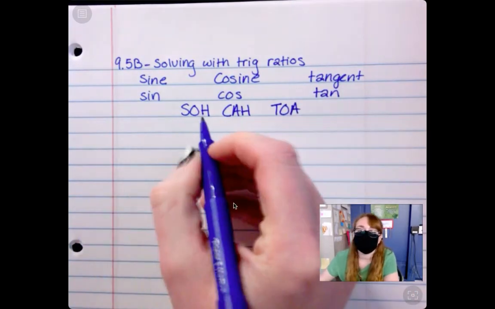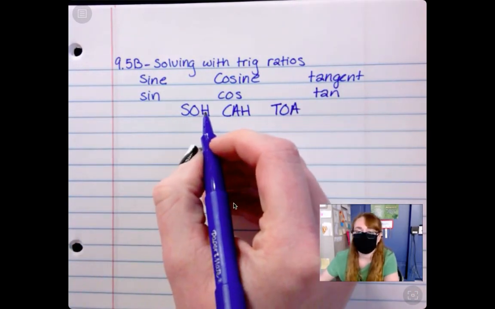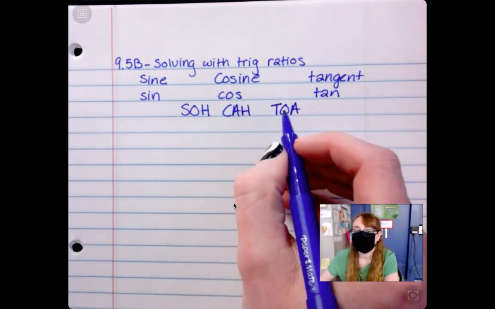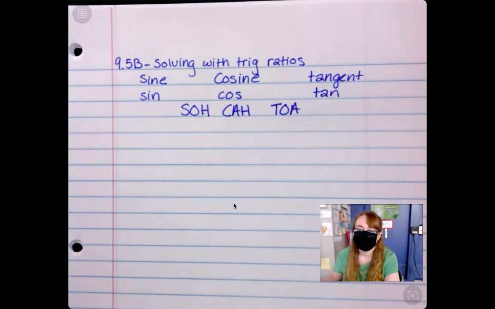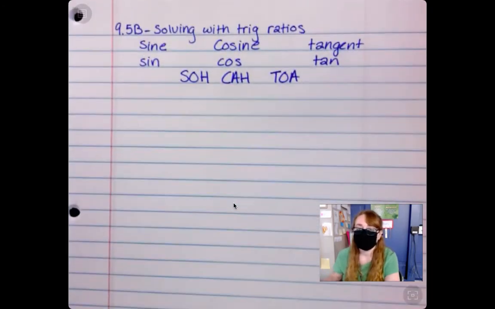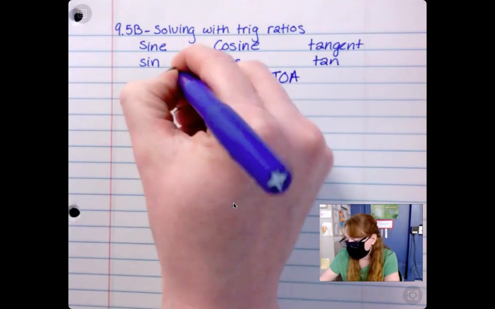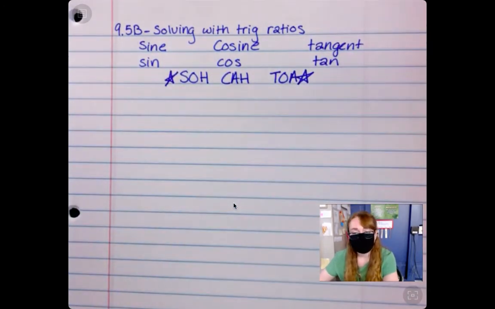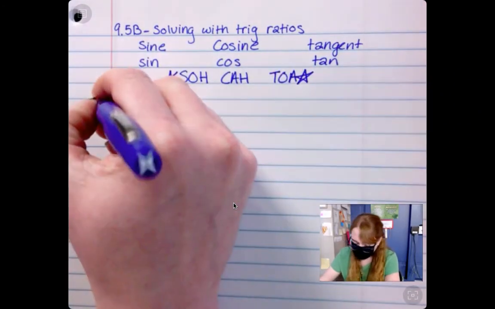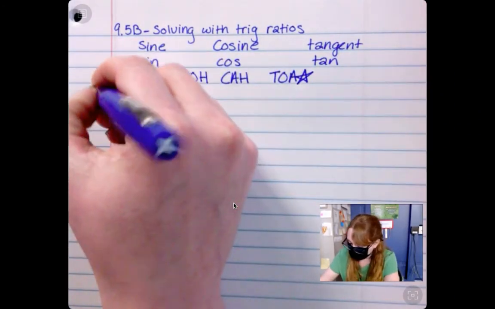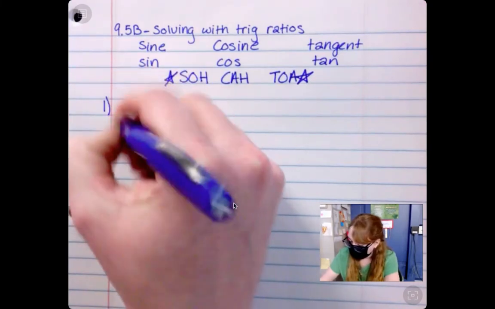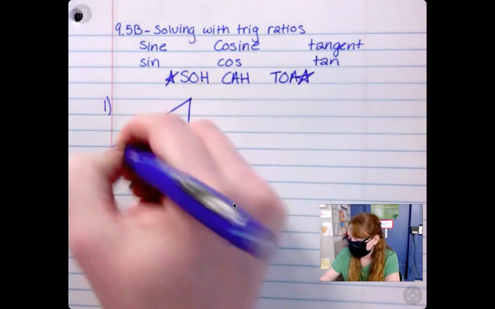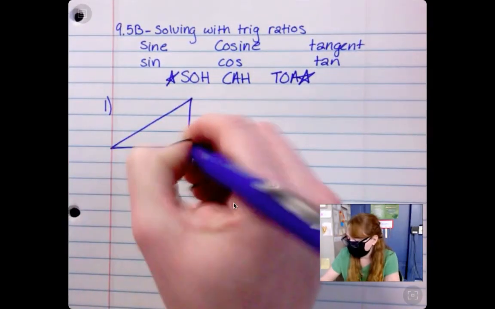Okay, and this stands for sine is opposite over hypotenuse, cosine is adjacent over hypotenuse, and tangent is opposite over adjacent. So we're going to use this phrase that we must write on all tests and all assignments to solve for some sides here. So for our first example here today, we have a right triangle, which is awesome because we need a right triangle in order to do any trig ratios.